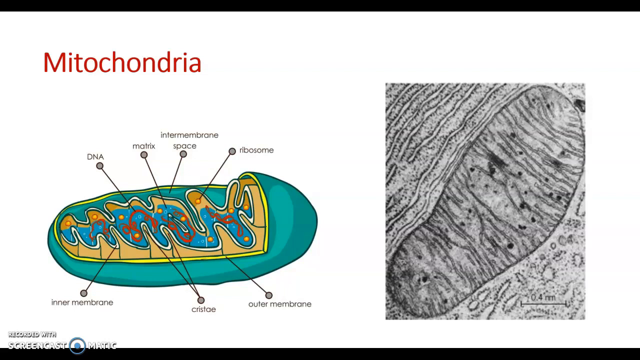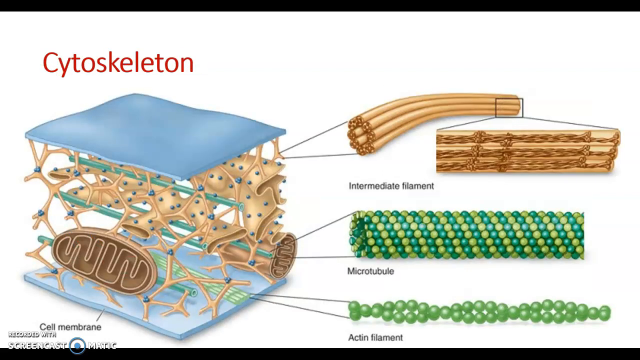Okay, the last part of the cell that we're going to talk about is not technically an organelle, because it's not a membrane-bound piece of the cell, but it's very important for the functioning, and it's called the cytoplasm. Both eukaryotic cells and prokaryotic cells have this structure of a cytoskeleton. And the cytoskeleton is a network of fibers that are interconnected throughout the cytoplasm. So they give the cell more shape and structure.